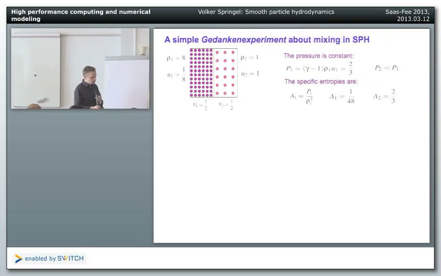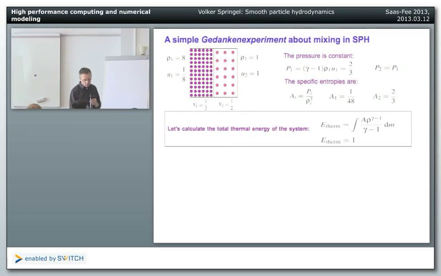We can calculate some quantities. The pressure is, as I said, constant. It's 2/3 on both sides. The specific entropies we can also calculate. This is on the left side, pressure over rho to the gamma. It's 1/48th on the left and 2/3 on the right. Equipped with this, we can also calculate the total thermal energy of the system. This can be done in different ways, but it would basically be the integral over the thermal energy per unit mass, times the mass. And if you do this, you get 1.